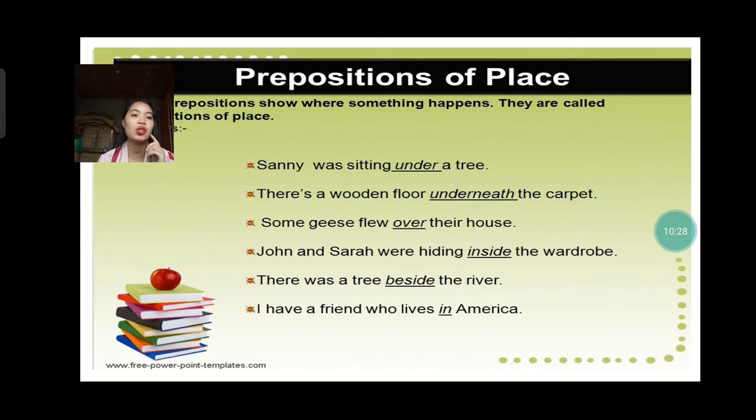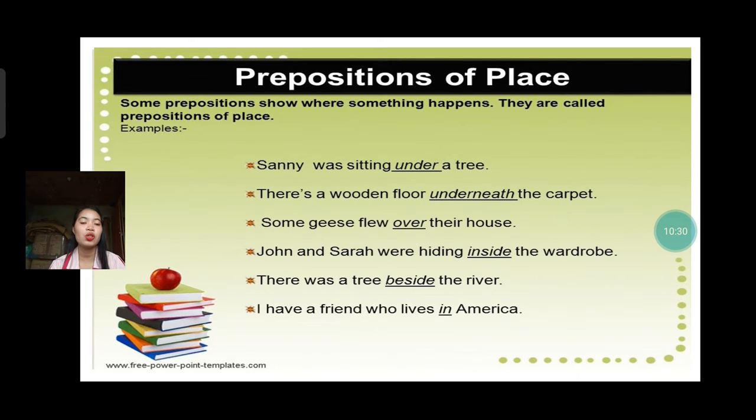So, prepositions of place. Some prepositions show where something happens. They are called prepositions of place. An example of this is: Sunny was sitting under a tree. So we can find the word under as a preposition of place. Now, there is a wooden floor underneath the carpet. Underneath is a preposition of place. Some geese flew over their house. Over. If this is your house, the geese are flying over there.